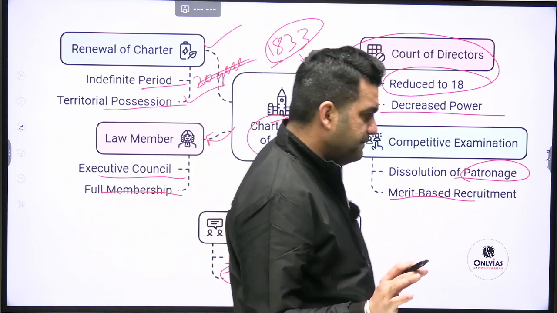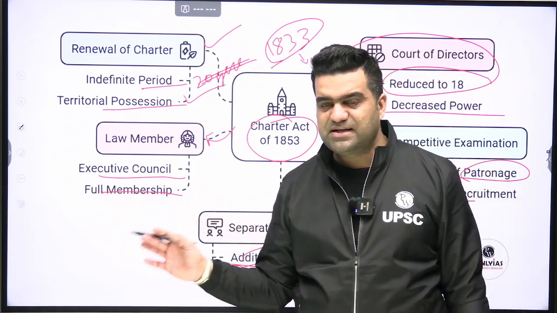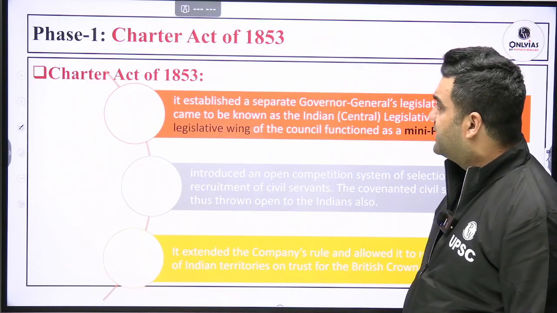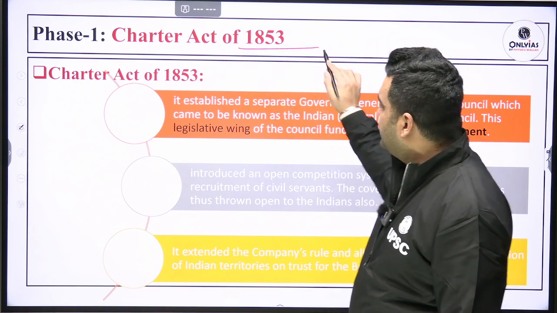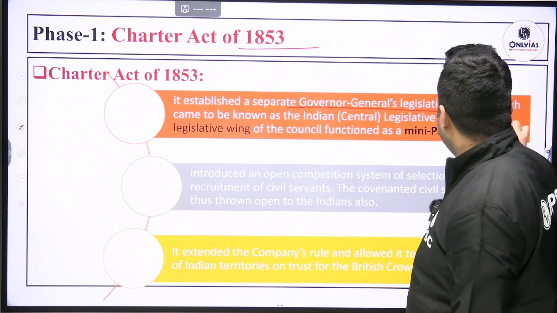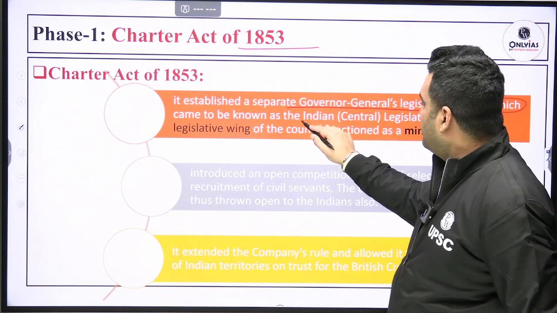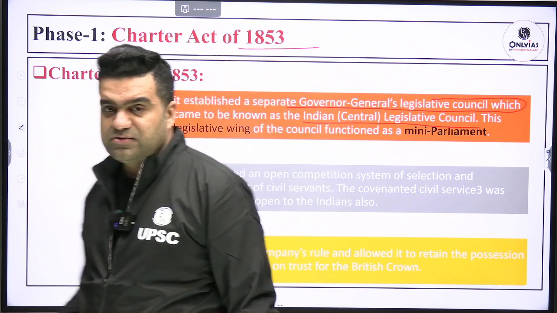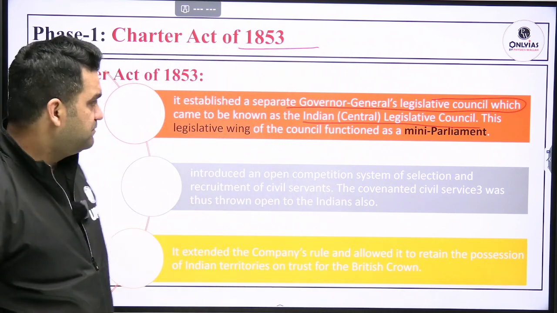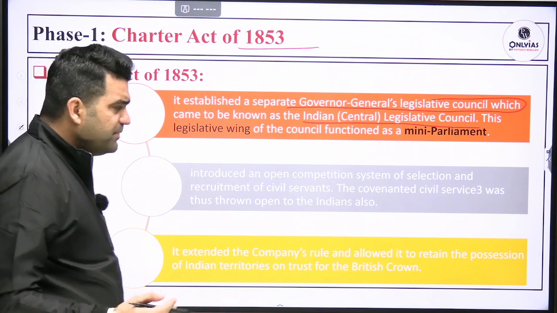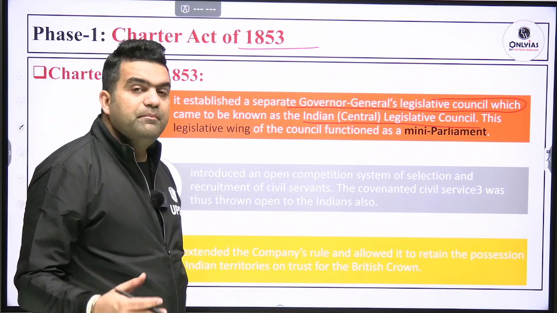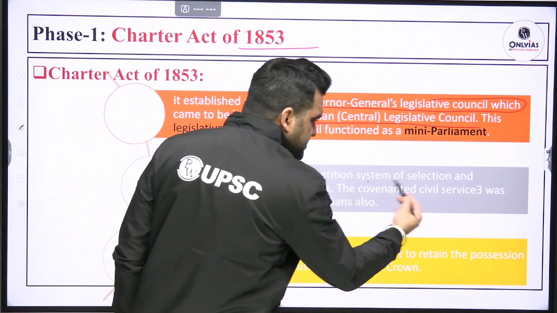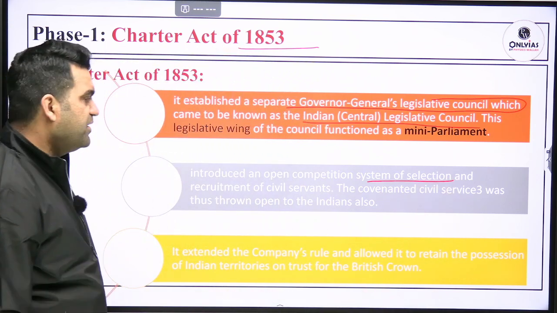Six members were added, as I said, in the Legislative Council. A new Legislative Council was created. Now, the Charter Act of 1853 established a separate Governor General's Legislative Council, which came to be known as the Indian Legislative Council or Central Legislative Council, right? It was also labeled as a mini parliament. Then it introduced an open competition system for selection and recruitment of civil servants.